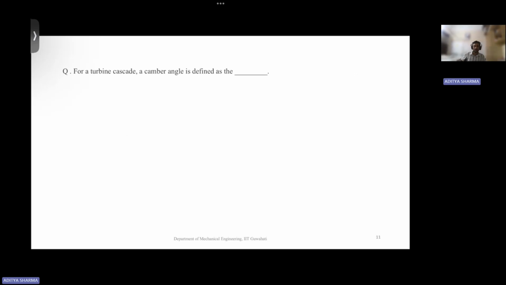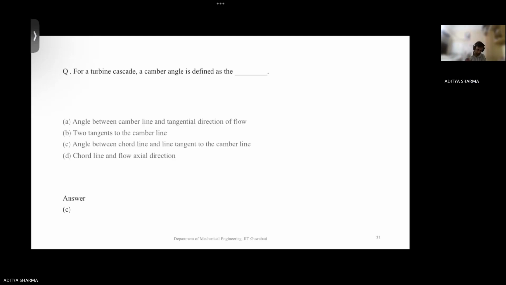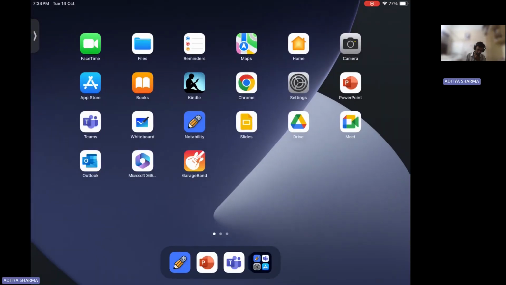The next question is, for a turbine cascade, a camber angle is defined as... Camber angle is the angle between two tangents to the camber line, the angle between the chord line and the line tangent to the camber line. So camber angle is the option, if you see.